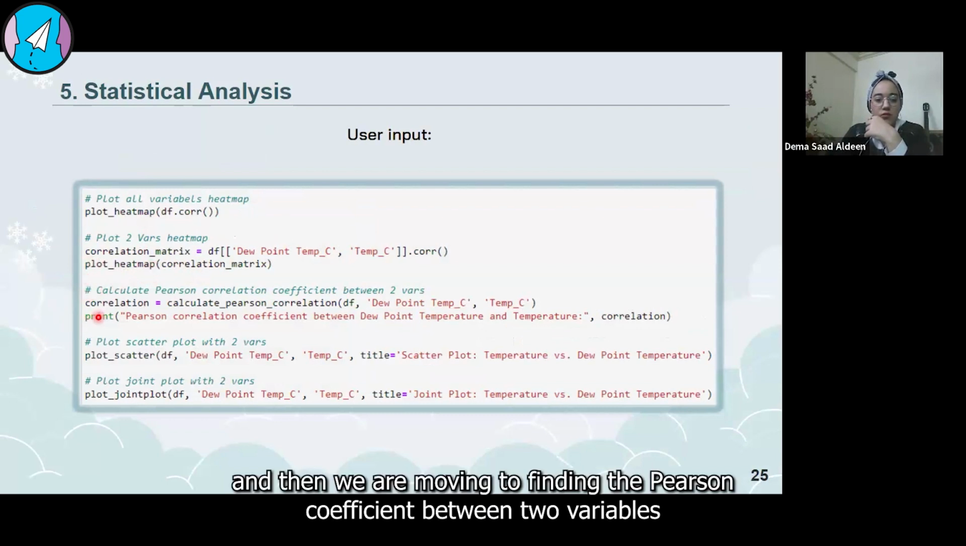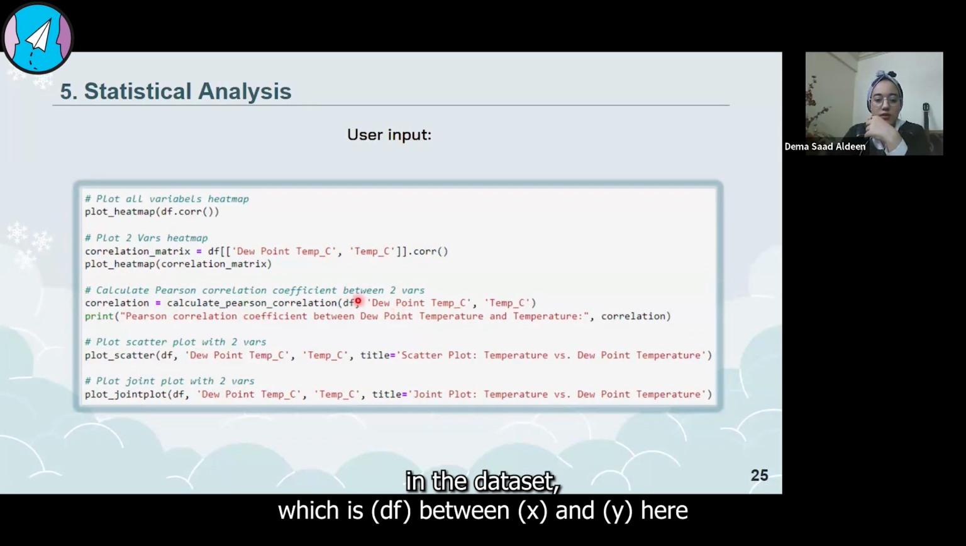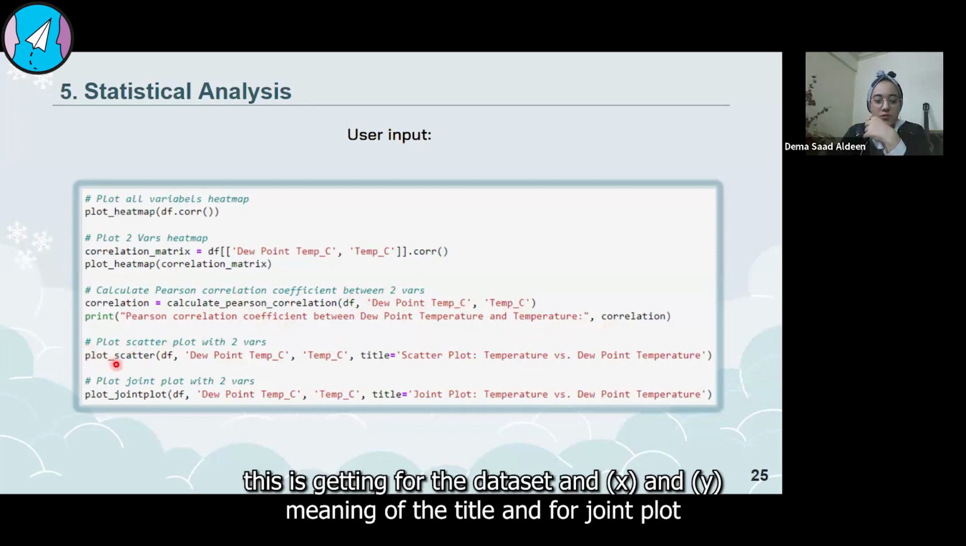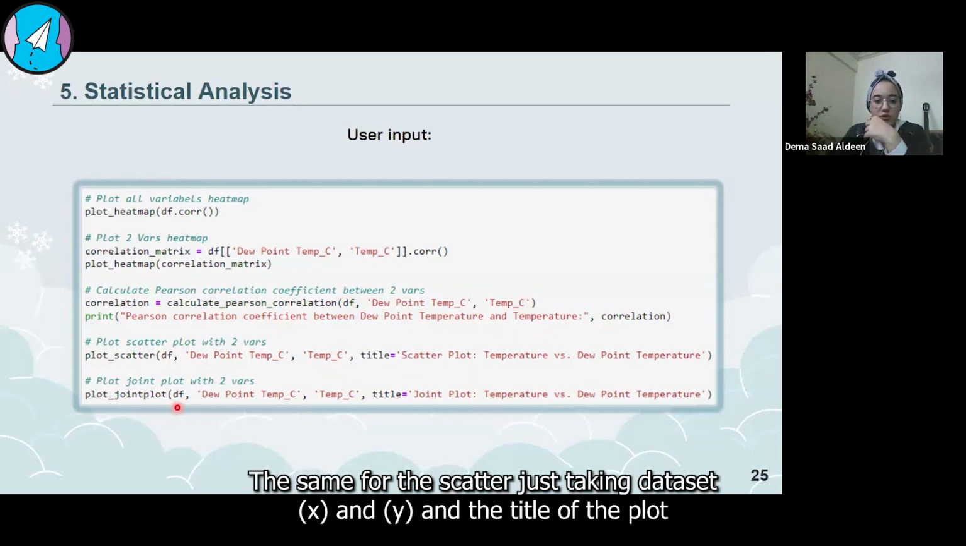And then we are moving to finding the Pearson coefficient between two variables in the dataset, which is df between x and y here. And we are printing just the title here and the correlation taken between x and y. And then for the scatter plot, the same: taking the dataset and x and y, and naming the title. And for the joint plot, the same as the scatter, just taking the dataset, x and y, and the title of the plot.